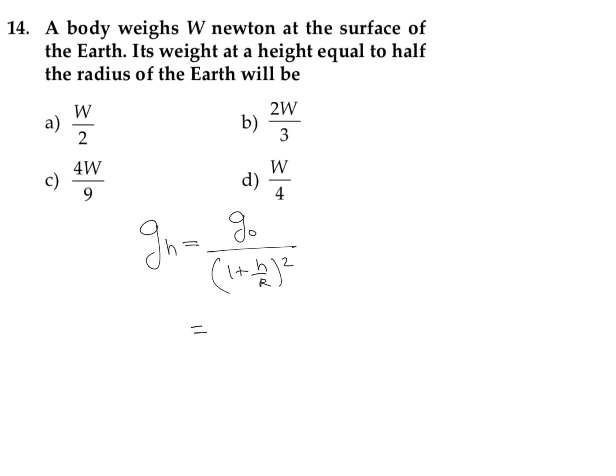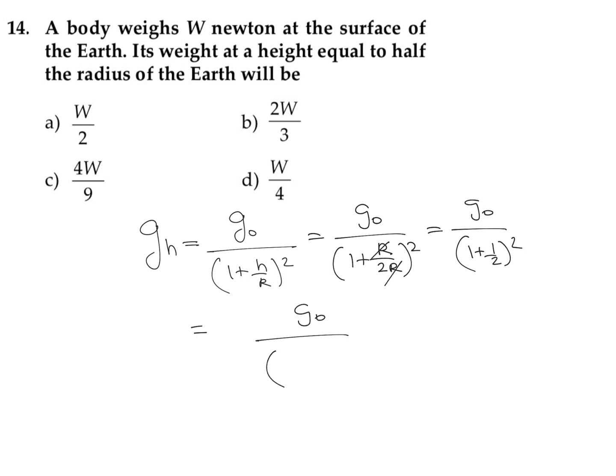In this question, it is given that the value of h is nothing but half of the radius. That means h can be written as r divided by 2, divided by r, the whole square. So this r and this r get cancelled. We can write this as g naught divided by (1 + 1/2) the whole square. So this can be written as g naught divided by (1 + 1/2, which is nothing but 3/2) the whole square.